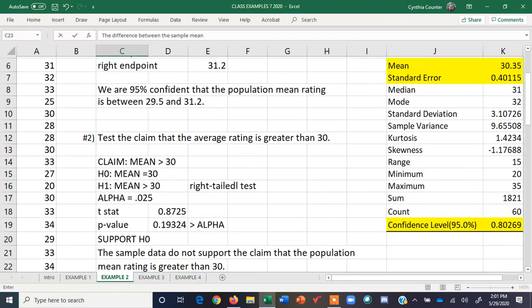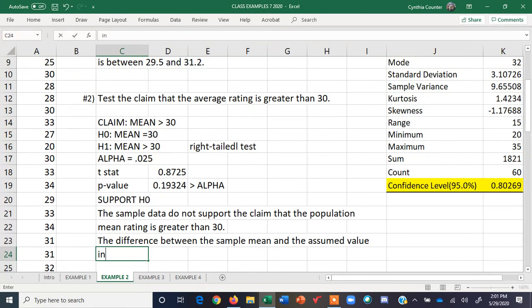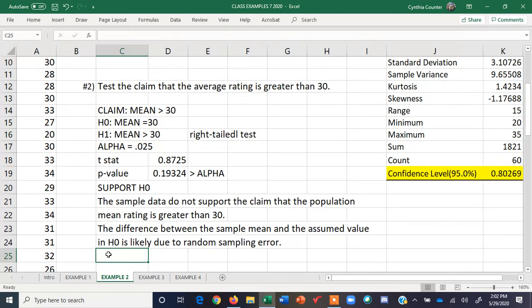30.35 and the assumed value in the null hypothesis is likely due to random sampling error and is not statistically significant. Right? So this time that difference is not statistically significant, so it's likely due to random sampling error.